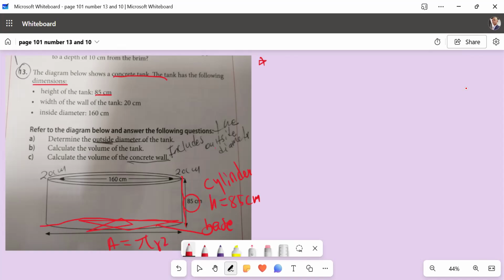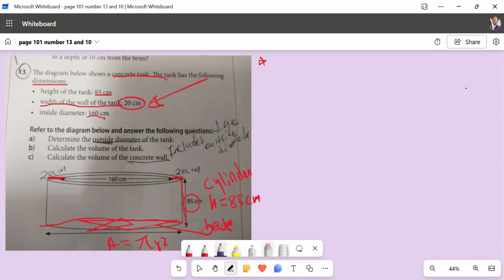Then we come here. It says that the width of the wall of the tank is 20 centimeter. The width of the wall of the tank is 20. So the student should be able to see this on a diagram. This is the measure here. That's what they mean when they say the width of the wall. It's from here up to here, from here up to here. Inside diameter, 160.